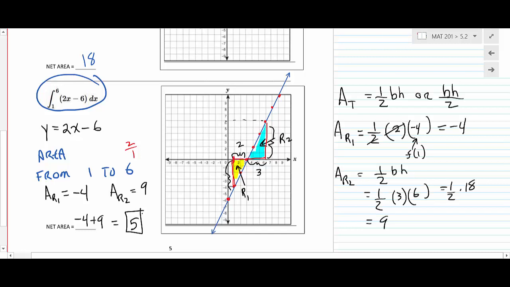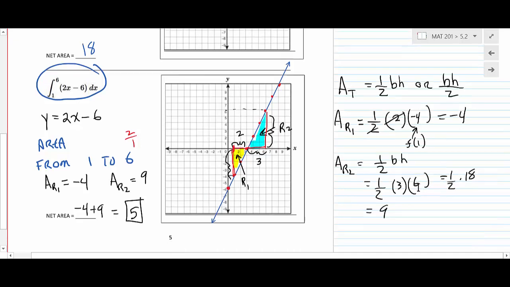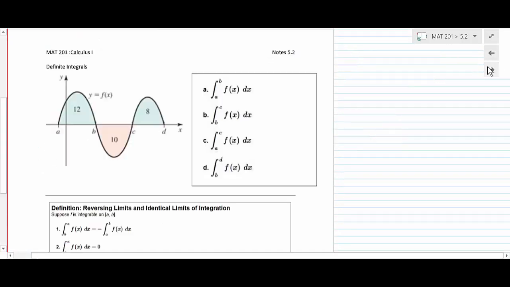Okay, and if you look at the diagram, we had more area above the x-axis, correct? That's why we ended up with a positive answer. Okay, does that make sense to everybody now? Okay, so that's the idea. Okay, let's see where we're at here.